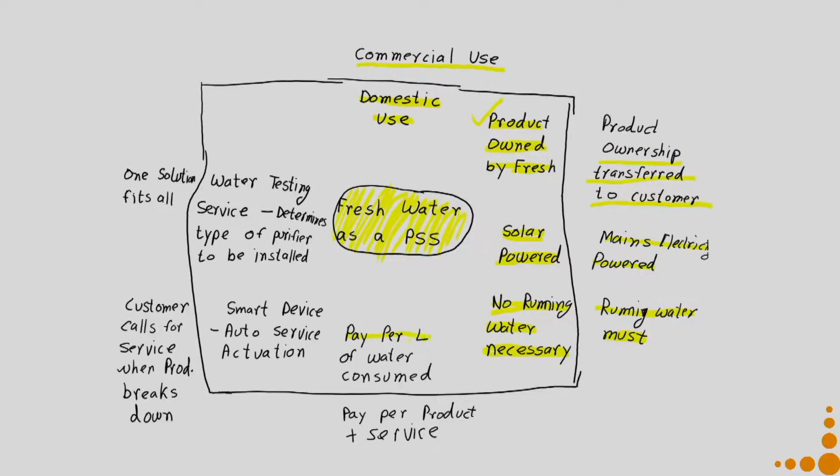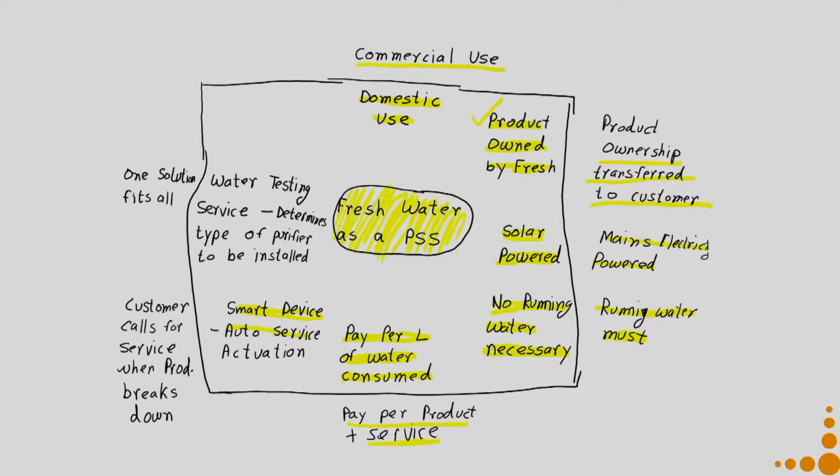Then I say, okay, pay per liter of water consumed. That is in the market definition how I'm going to make people pay for it, and it is contrasted to the pay per product service. So then smart device, I also want it to become a smart device.